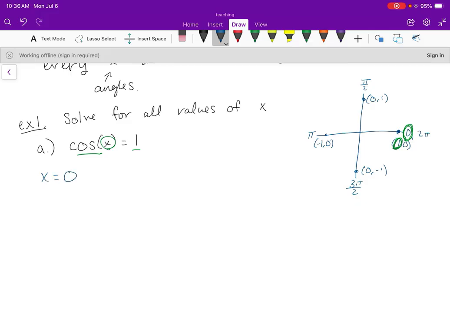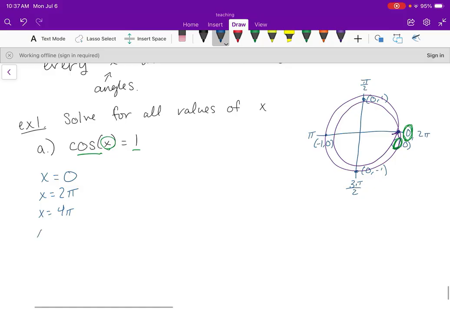Here's the slightly hard part about it. We have to consider that every angle that is coterminal to 0 would also work. If I wrap around the circle 1 time and plug in 2 pi, that also works. If I wrap around again, add another 2 pi, my next answer would be 4 pi. That also works, and so on and so forth. I can do 6 pi, add 2 pi, 8 pi. All these answers are going to work if you plug it in.